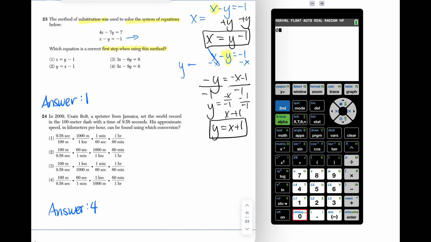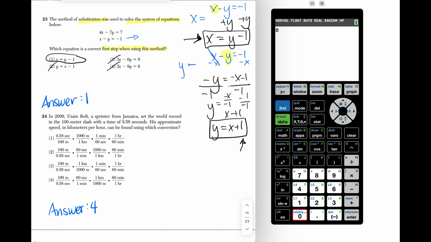Now looking at the steps here, do any of them match? The very first one matches: x equals y minus 1, which is exactly what we had here. These two wouldn't work because I'm not doing any substitution. The first thing I would have to do is set it to either x equals or y equals. So forget 3 and 4. And why doesn't number 2 work? y equals x minus 1, because mathematically that's not what I was getting. When I would divide by -1, I would end up getting x plus 1. So that's why that one doesn't work.